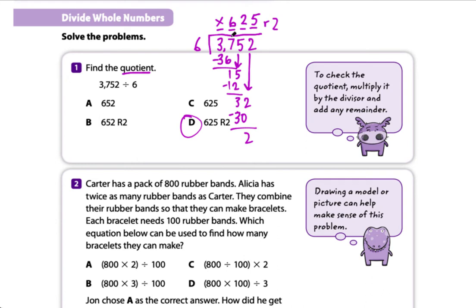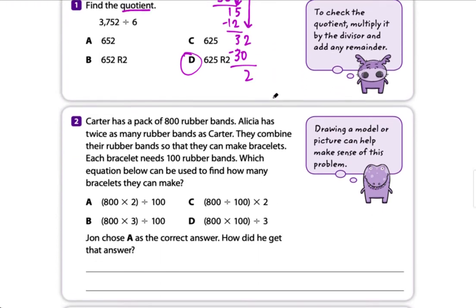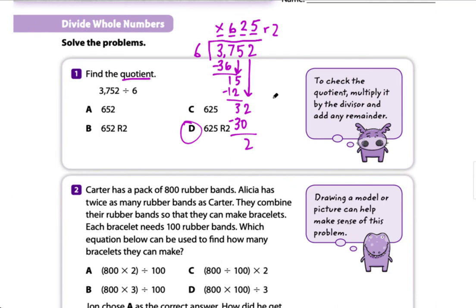You can always check that by multiplying 625 by 6, and then add the 2 at the end. You should get 3,752. So that's the answer to number 1, D.